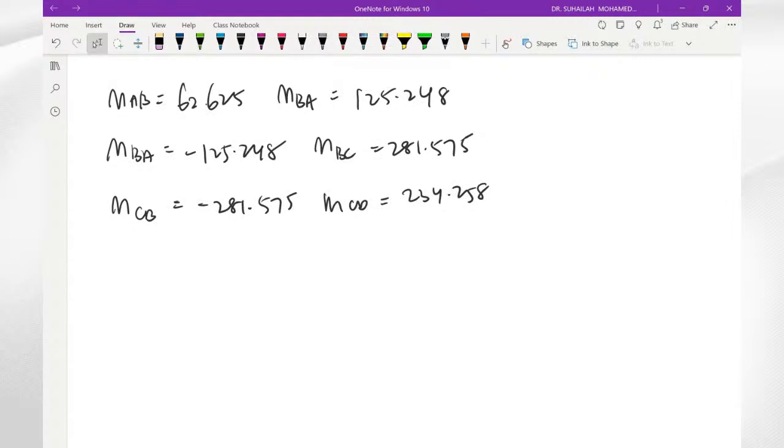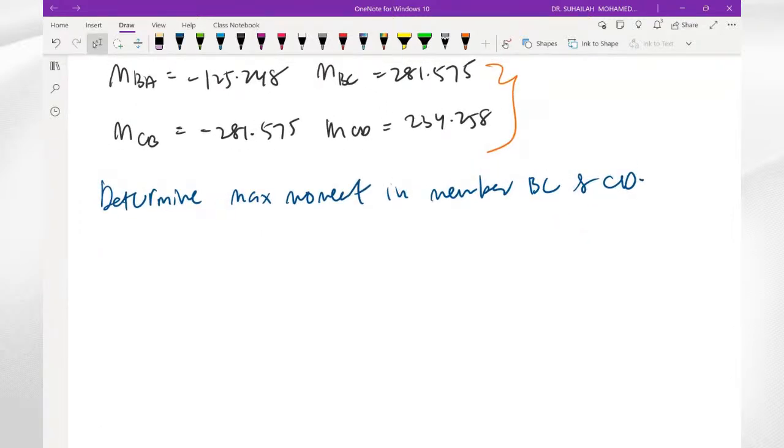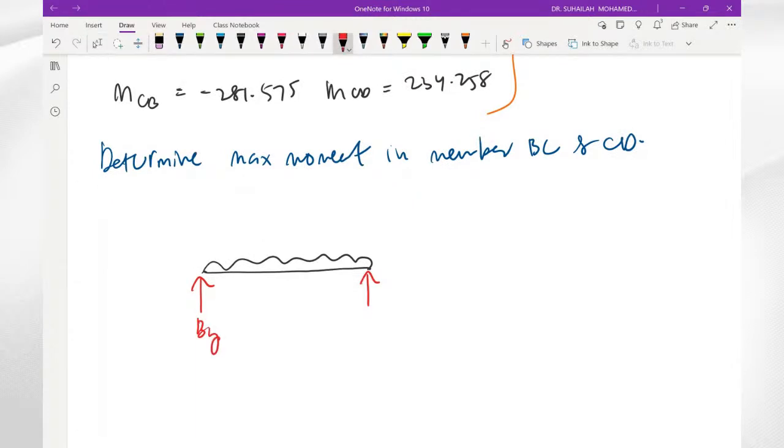Okay, so I want to focus on these two, because we will now determine maximum moment in member BC and CD. What we need to do is draw the free body diagram for member BC. Member BC is subjected to UDL, and under member BC we will have BY2 and CY1.